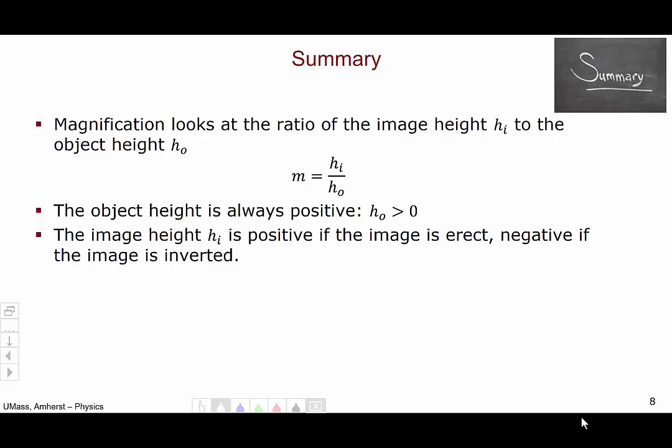So in summary, the magnification looks at the ratio of the image height to the object height. And the object height is always defined to be positive by convention. The image height, on the other hand, is positive if the image is erect, or negative if the image is inverted. This concludes this video.